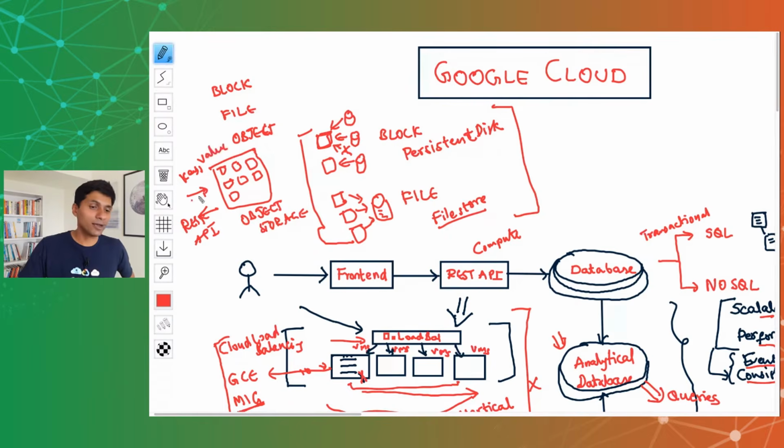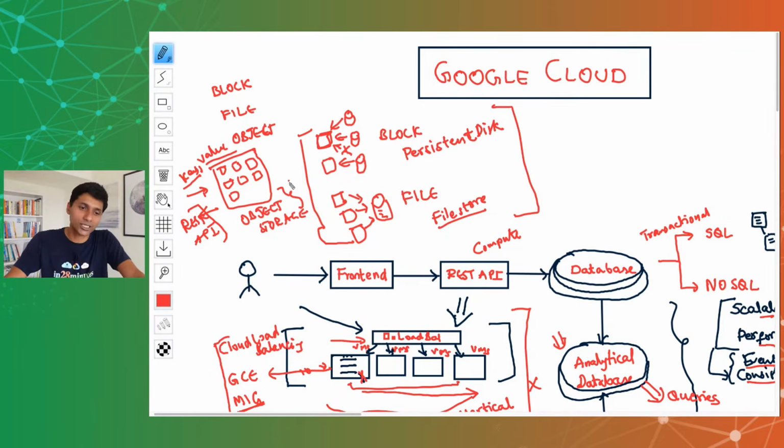So if you have a video file, maybe the path to the video file and the video name is the key, and the value is the content of the video. And you'd be able to use a REST API to store the object and retrieve it back as well. So object storages allow you to store multiple objects using key value pairs in a bucket kind of thing.